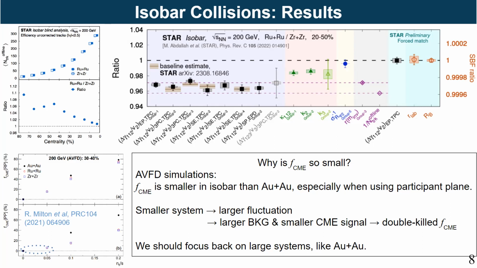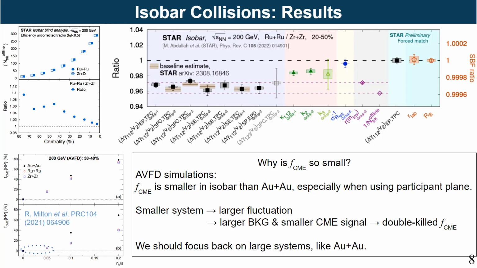So the baseline is 1 for the ratio of ruthenium over zirconium. Our initial expectation is if you see a ratio being 1, it means no CME. If you see the ratio above 1, you have some signal. But what we saw was the ratio is below 1. So this is hard to understand. And then we went back and checked everything.